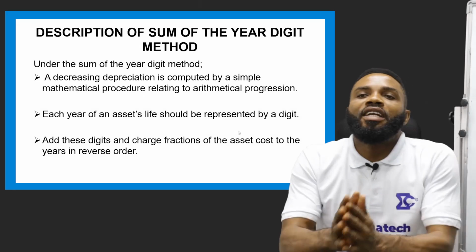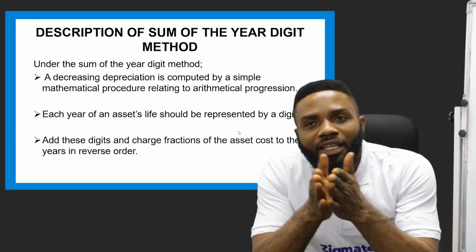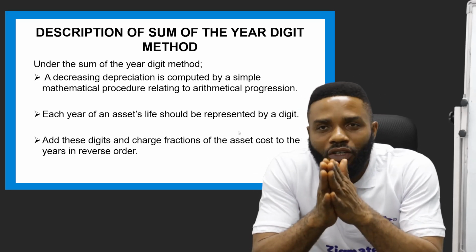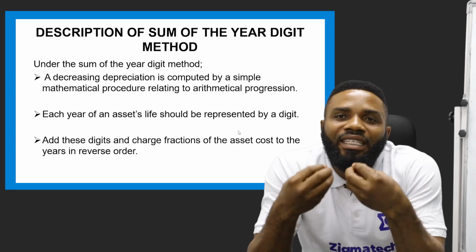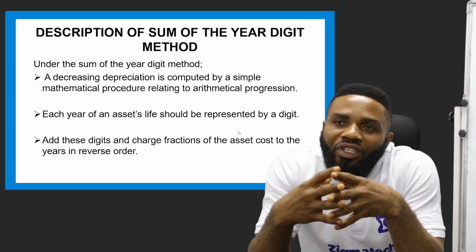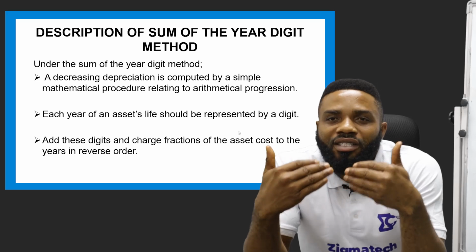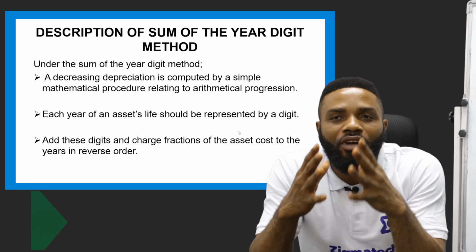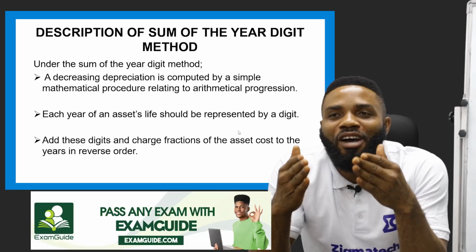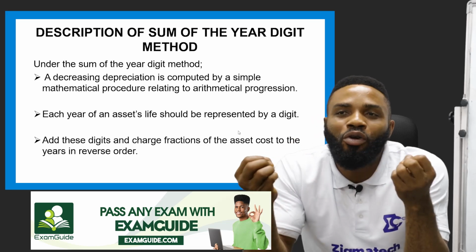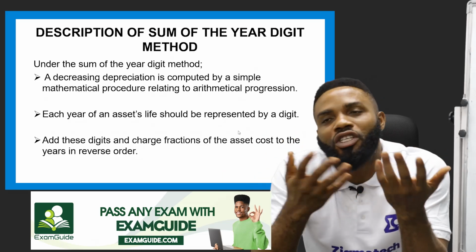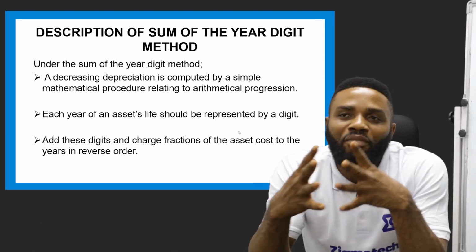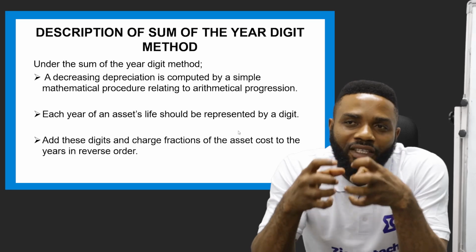We said the sum of the year digit method, we can look at it in three different ways. Number one, I want us to understand that when you talk about the sum of the year digit method, it is actually looking at a decreasing depreciation that is computed by a simple mathematical procedure relating to the arithmetical progression. This particular method is going to borrow a whole lot of mathematical procedures. There are so many mathematical terms that this method will borrow to be able to bring the message home.